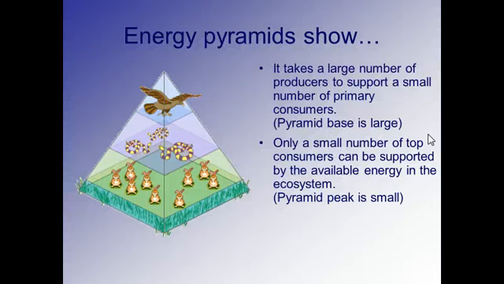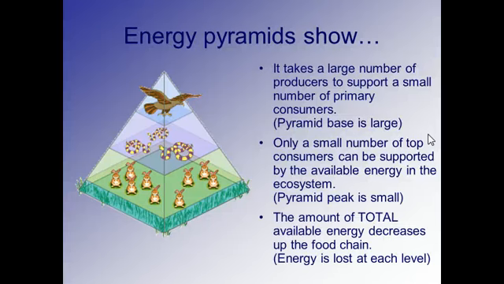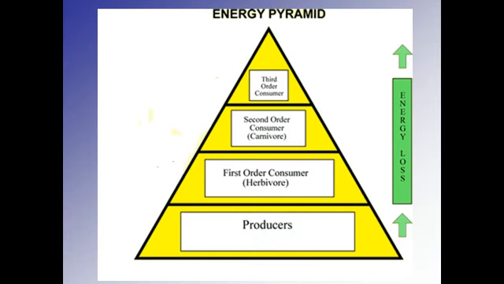So this is saying that it takes a large number of producers to support the consumers at each level. That's because the total amount of available energy decreases as we move up the food chain. Energy is lost at each level of the food chain. Okay, so our producers, we need lots of producers to support first order consumers. We need lots of these guys to support these guys, and we need a fair number of these to support the top level or the third order consumers. That's because energy is being lost as we move up the pyramid.